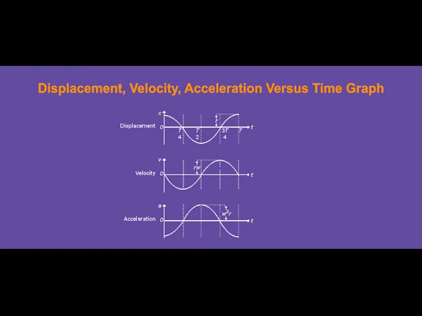Now let's talk about the acceleration time graph. We know that acceleration is directly proportional to displacement but in the reverse manner. So if the displacement is maximum, what will happen to the acceleration? Acceleration will be maximum but in the reverse direction. Hope it's clear how to plot the graph.